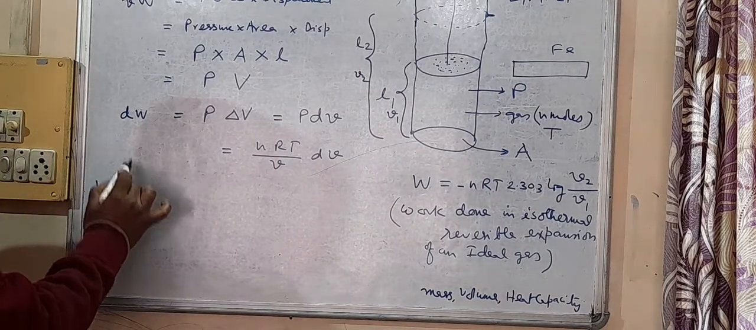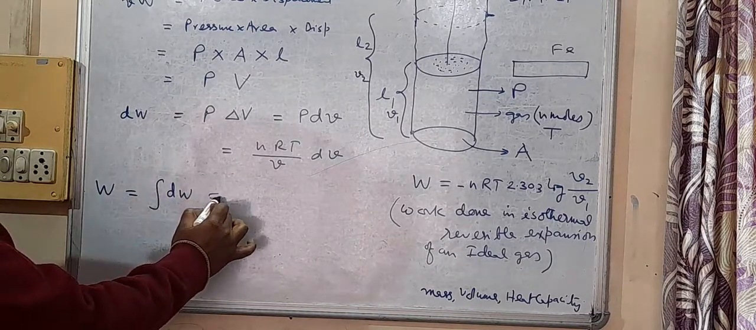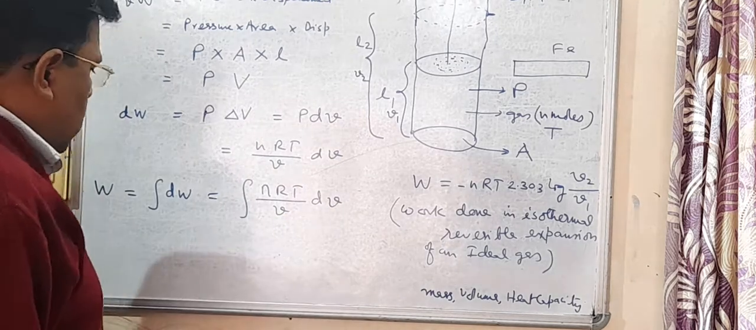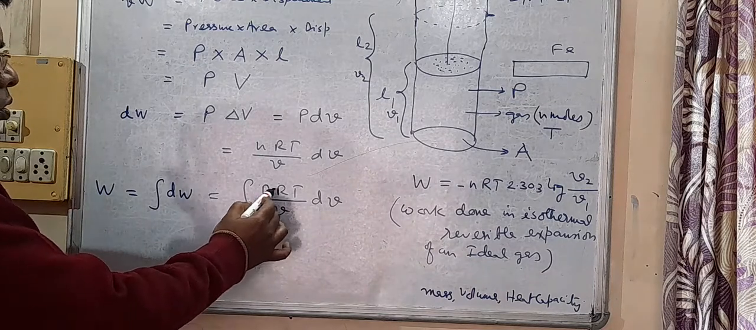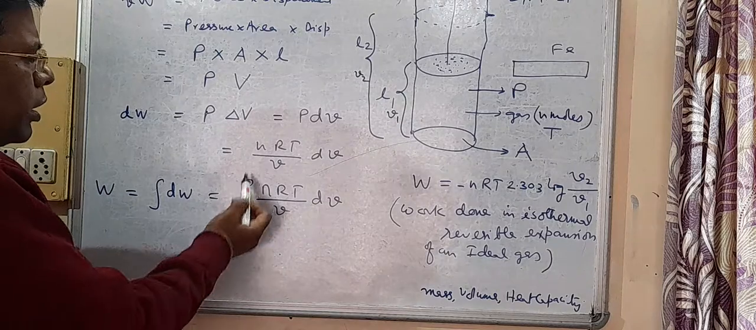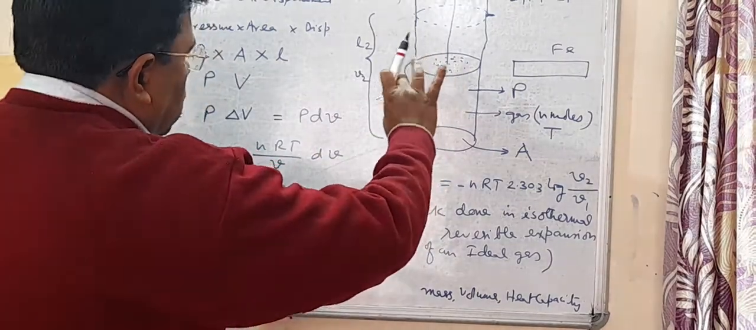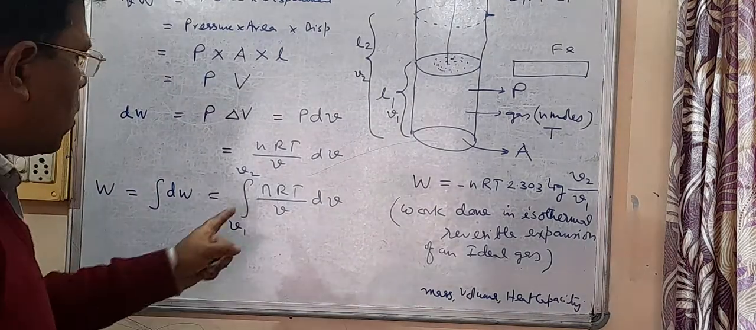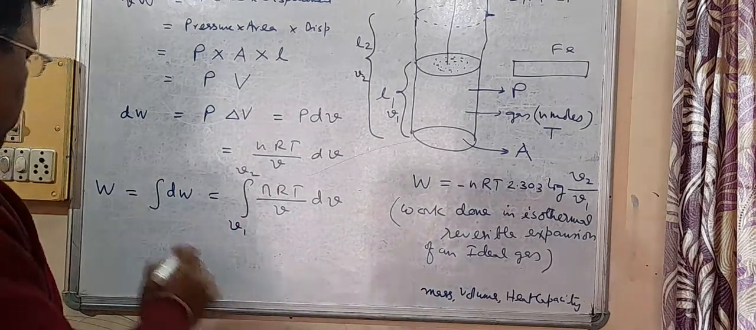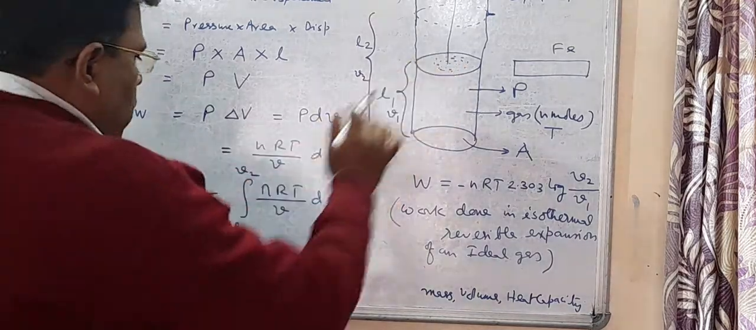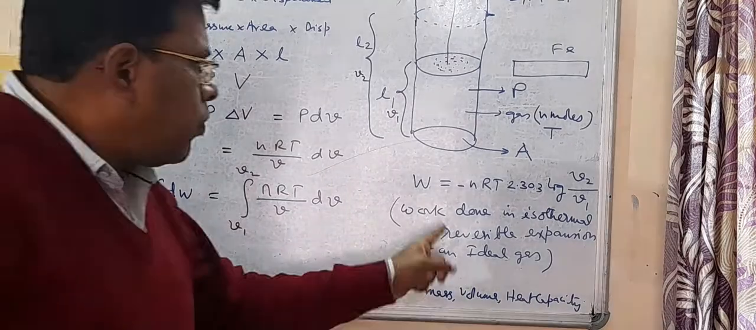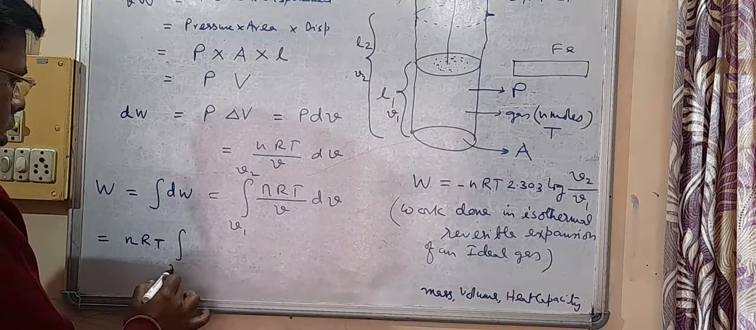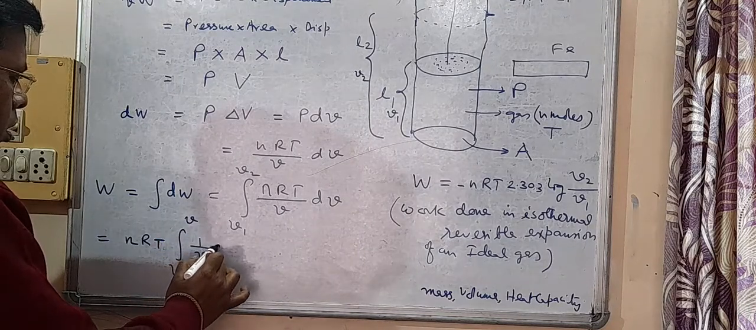So it will be the integration of dW, that means the integration of nRT by V dV, and the limit of integration is from V1 to V2. Now the constants will come out of the integration. What are the constants here? n is constant, R is the universal gas constant. Here we are carrying out the process in isothermal condition, so the temperature is constant. So nRT has come out. Then the integration from V1 to V2 of 1 by V dV.